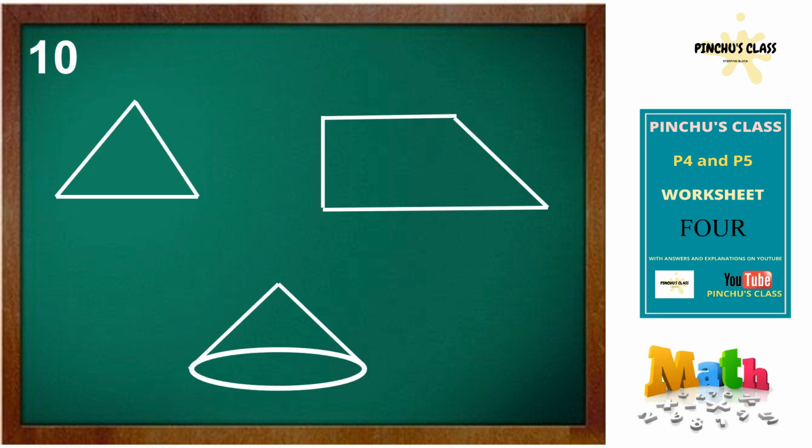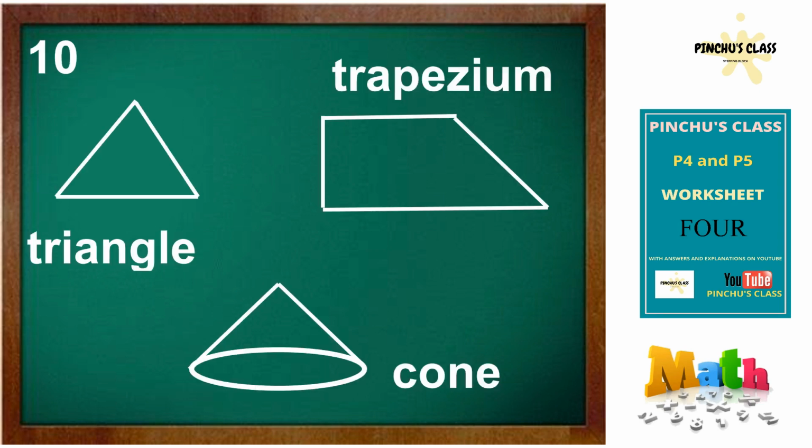Then number 10, we are drawing the solid shapes here. The first one is a cone, the second one is a triangle, and the third one is a trapezium. So cone, triangle, then trapezium. You draw those as you can see them on your screen there.